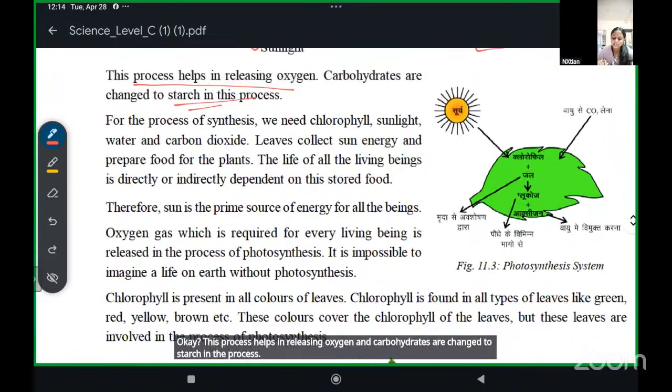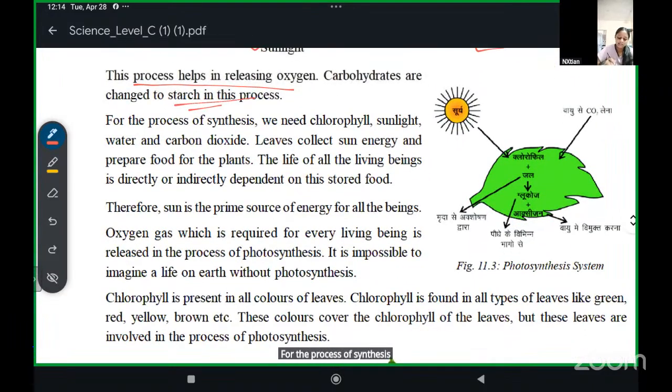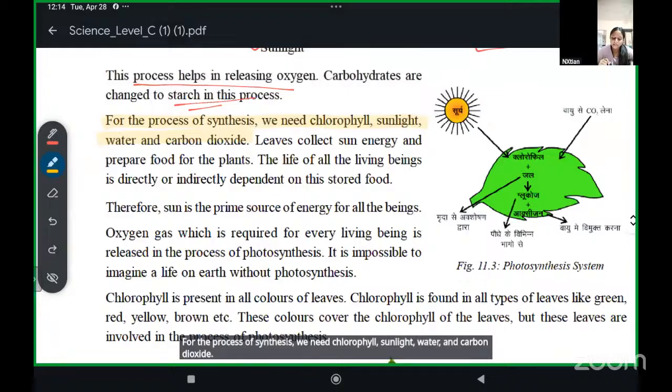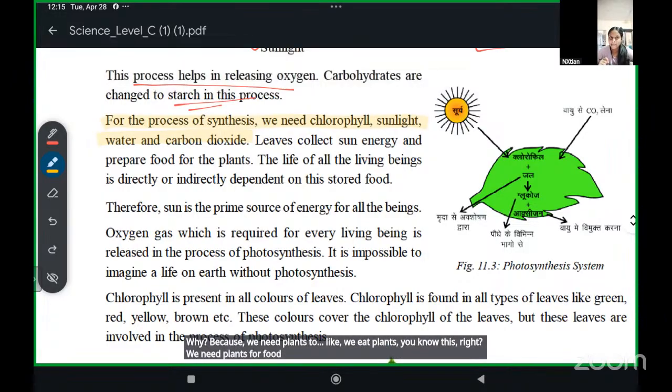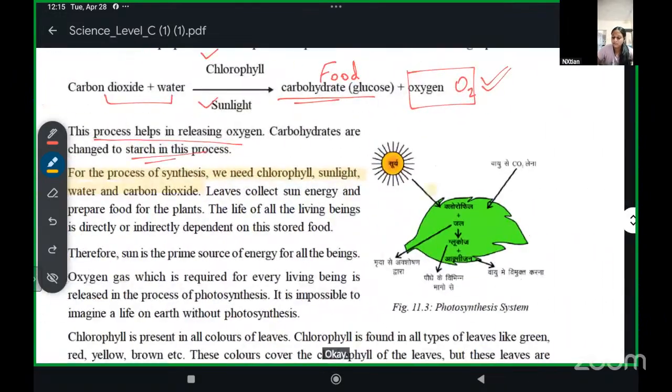For the process of synthesis, we need chlorophyll, sunlight, water, and carbon dioxide. Leaves collect the sun's energy and prepare food. The life of all living beings is directly or indirectly dependent on the stored food. Why? Because we eat plants, you know this, right? We need plants for food.